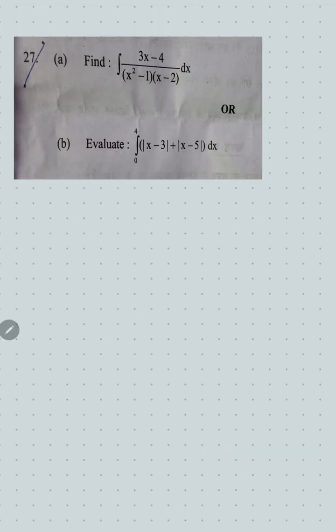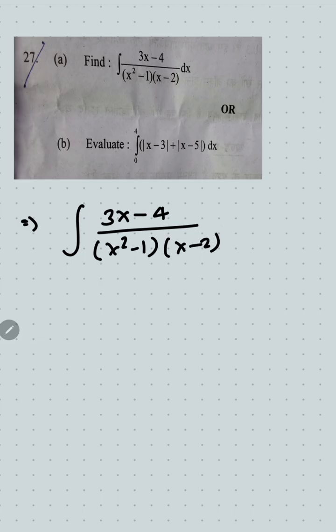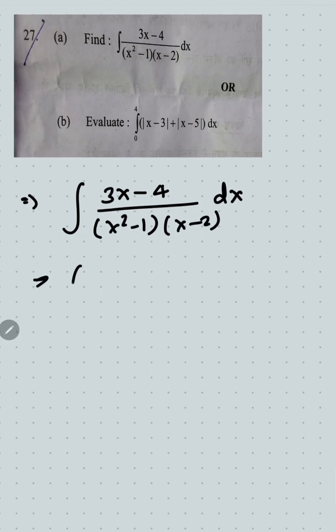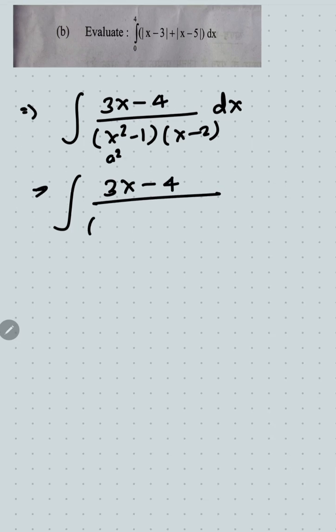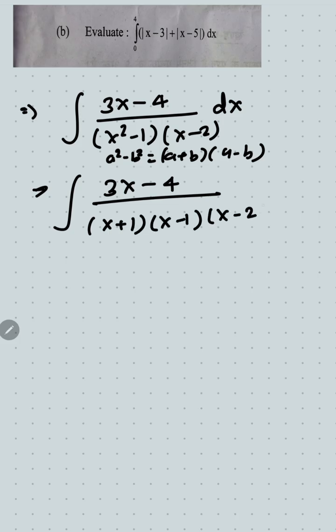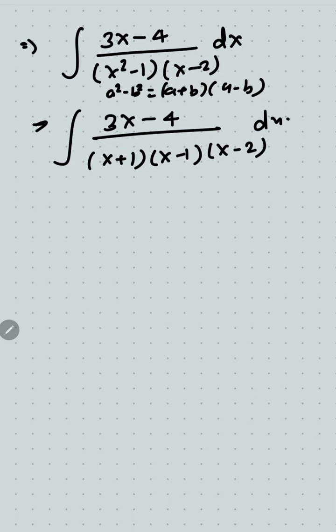Okay, question 27 is given: find the integration of this. It means 3x minus 4 over x squared minus 1 times x minus 2, with respect to dx. Then I can write x squared minus 1 as a squared minus b squared, that is a plus b and a minus b. Then this is x plus 1 and x minus 1, and that is x minus 2 of dx. Okay, this is the given fraction.